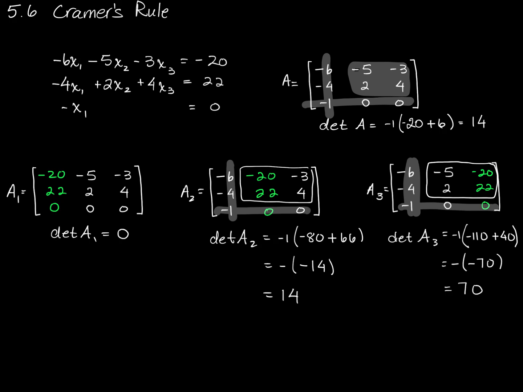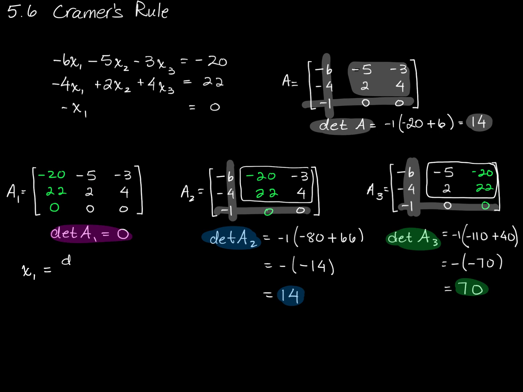Okay, so I have my 4 determinants. Let's highlight those. We have the determinant of A1 is 0. The determinant of A2 is 14. The determinant of A3 is 70. And the determinant of A is 14. The last step is to use the ratio formula at the very end of this process to figure out what the x1, x2, and x3 values are, the solution to this system of equations.